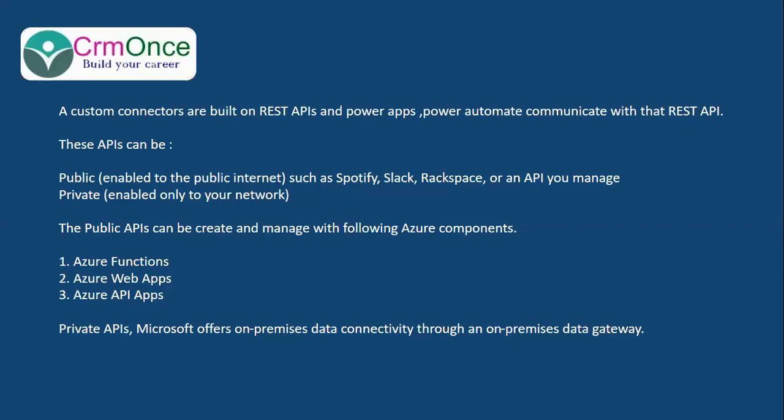For public connectors, we can host them by using Azure Functions, Azure Web Apps, and Azure API Apps. For private APIs, if you want to connect with Power Apps and Power Automate, you need to install the gateways to connect and get the data in Power Apps.